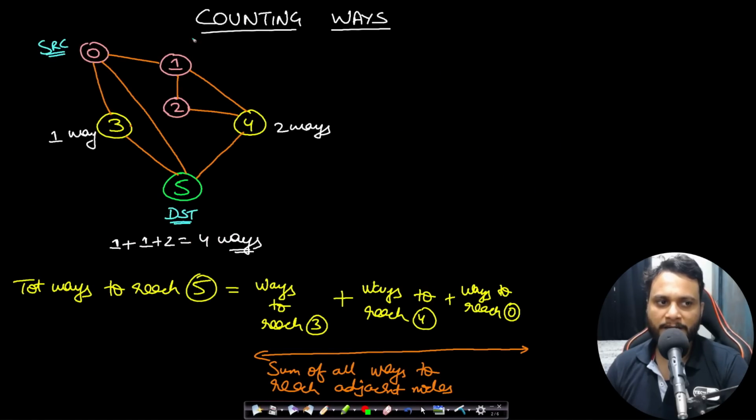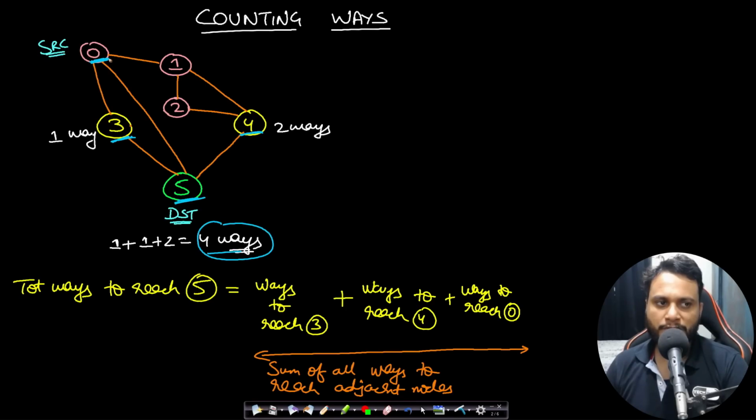Now let's assume a graph, and I will call 0 to be the source node and 5 to be the destination node. I am not giving any edge weight, but let's say that if I don't consider the weight factor, then in how many ways can you reach from 0 to 5? Well, it will depend on who are the adjacent nodes of 5. The adjacent nodes of 5 are 0, 3 and 4. So the number of ways you reach 3, plus the number of ways you reach 0, plus the number of ways you reach 4. If you add all these ways, then you will get the total number of ways to reach 5.